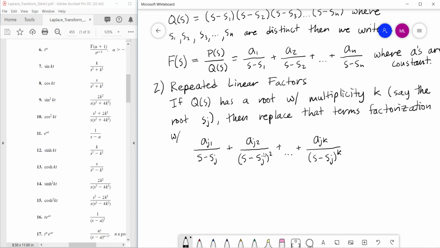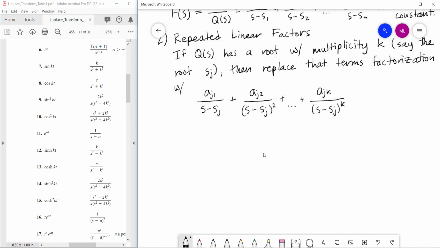We'll do some hard and fast examples in case this is still unclear. But for now, that's what we're going to be looking at.